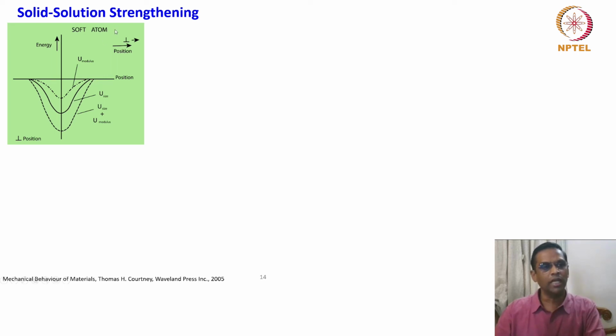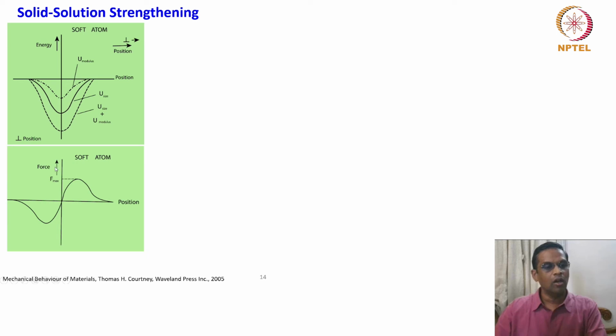So why do we say soft? Because if the modulus of the solute atom is less than that of the solvent atom, then it is considered soft, and the energy is going to vary like this with respect to the position of the edge dislocation. If the soft atom is of a given size, suppose a small size, they are going to reinforce each other, and then the force versus position.